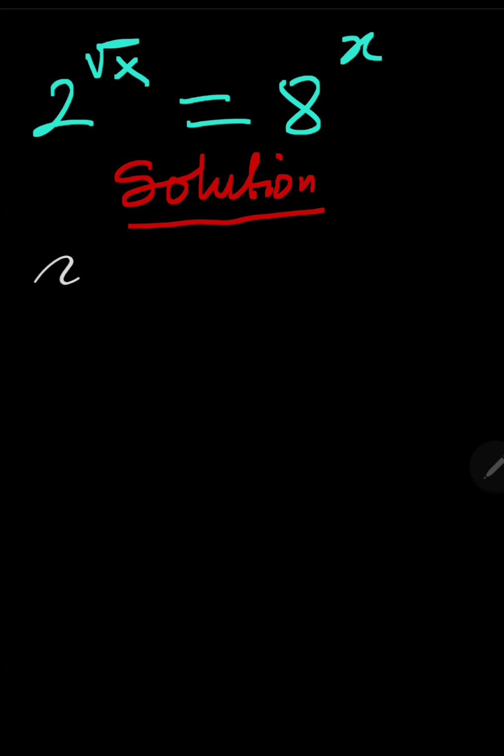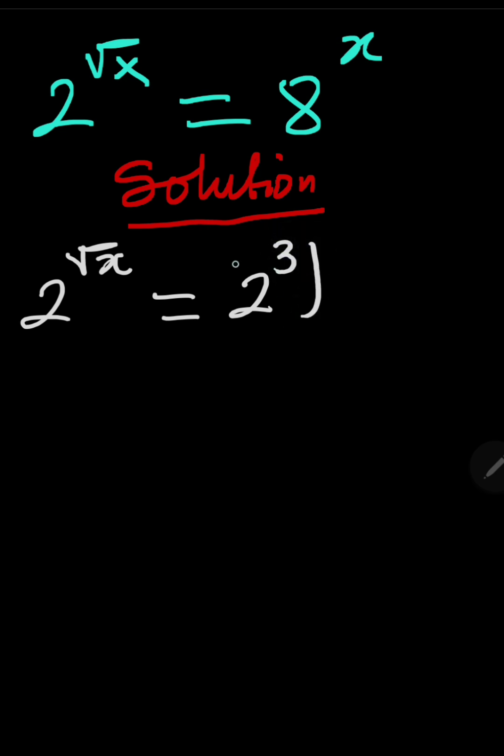On the left hand side, we have 2 raised to the power of square root of x, which is equal to, on the right hand side, 8, and 8 can also be written as 2 raised to the power of 3, because when you multiply 2 by itself 3 times, it gives us 8. So this 8 is the same as 2 raised to the power of 3, then all to the power of x. The next thing we're going to do is to recall the power property of indices. This power 3 can multiply the overall power outside the bracket.